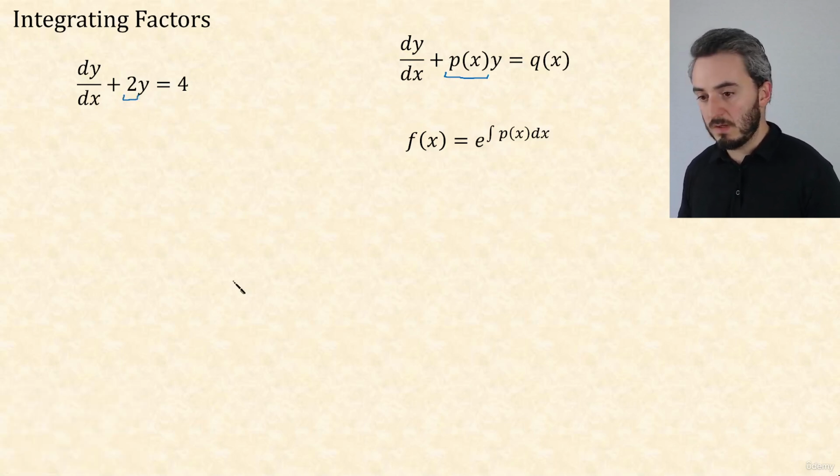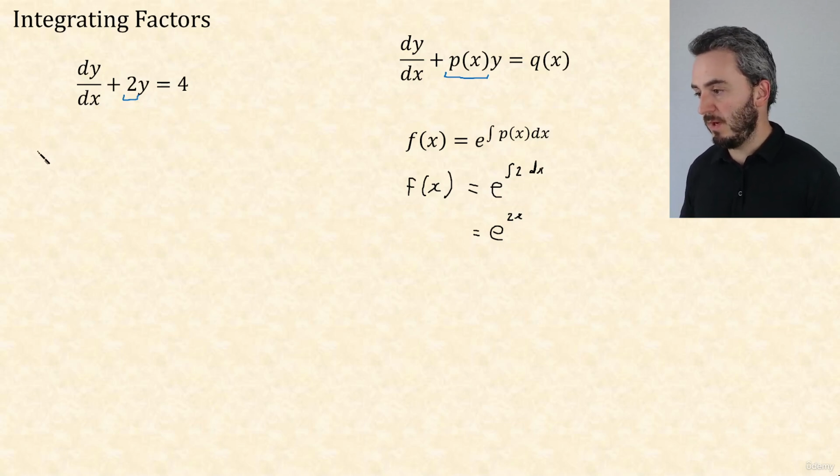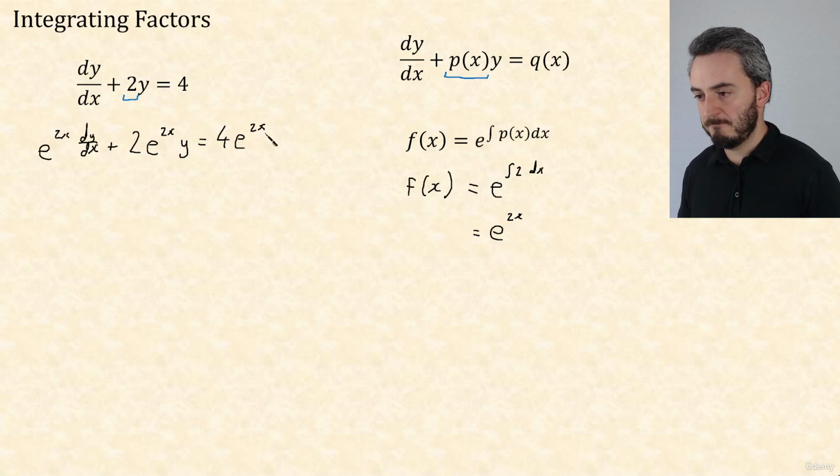So, my integrating factor is e to the integral of 2 dx, and that is e to the 2x. Remember, we don't need the plus c there. So e to the 2x is my integrating factor. So multiply through by that, we get e to the 2x dy by dx plus 2e to the 2x y equals 4e to the 2x.